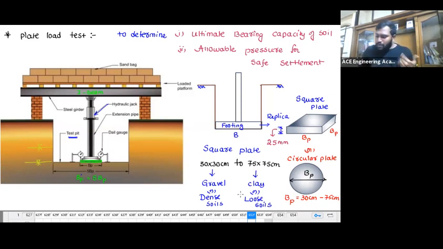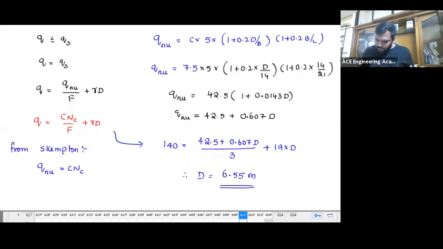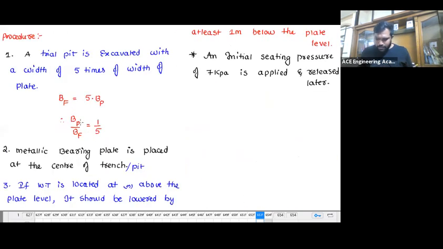Now, how is the loading going to be done? BF by BP is 5. Yes, I have corrected, right? BP by BF is nothing but 1 by 5. Or you can write that also: BF by BP is equal to 5.